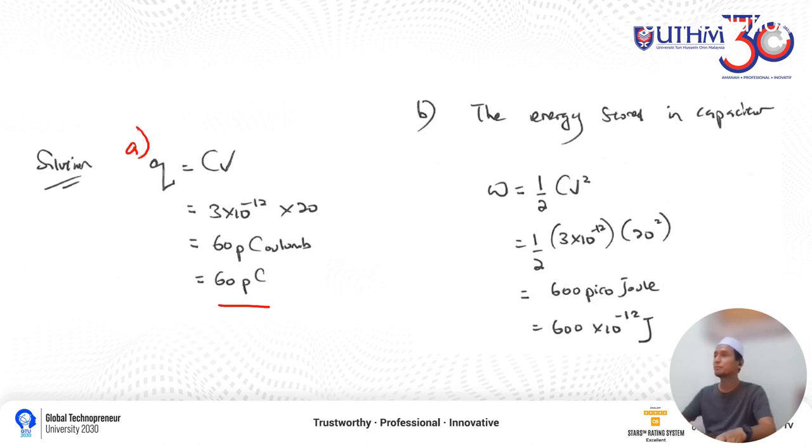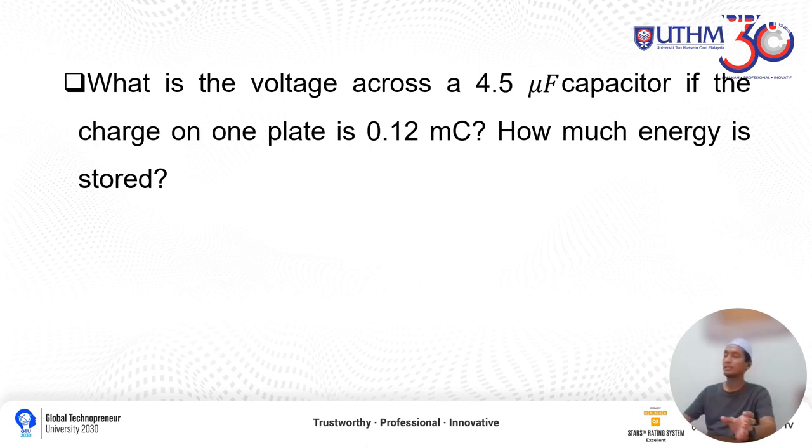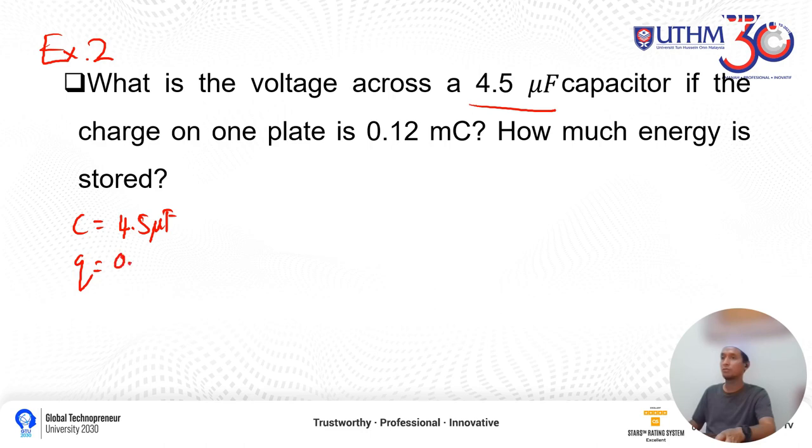Okay, for the second example, what is the voltage across a 4.5 microfarad capacitor? So let's say C equals 4.5 microfarad, if the charge on one plate is given as 0.12 millicoulomb. So Q equals 0.12 millicoulomb. From this, you need to determine the amount of energy stored, which is W. And the first thing is you need to find V.